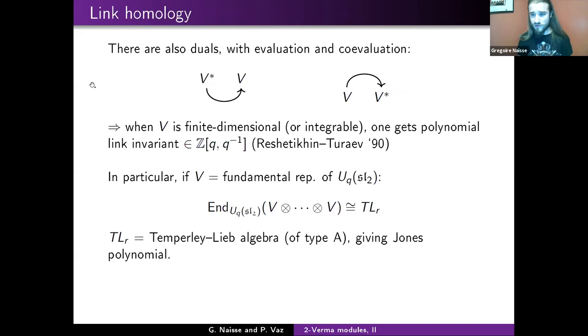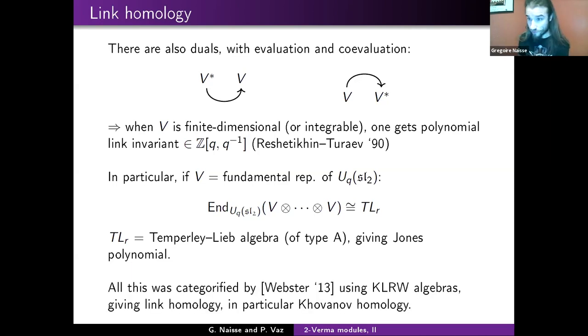And in particular, if you take V to be the fundamental representation of quantum SL2, and you look at the endomorphism algebra of a bunch of tensor products of this fundamental representation, you get the well-known Temperley-Lieb algebra of type A, which allows you to compute the Jones polynomial. So it is a very famous link invariant. And the idea of categorification is to categorify this picture somehow.